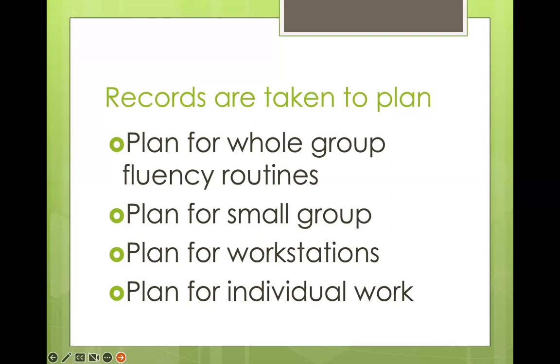So you're always thinking about what did they do? Not did they just get it right or wrong, but what did they do? And then you use the records to plan whole group, small group, workstations, individual work, homework, all of that.